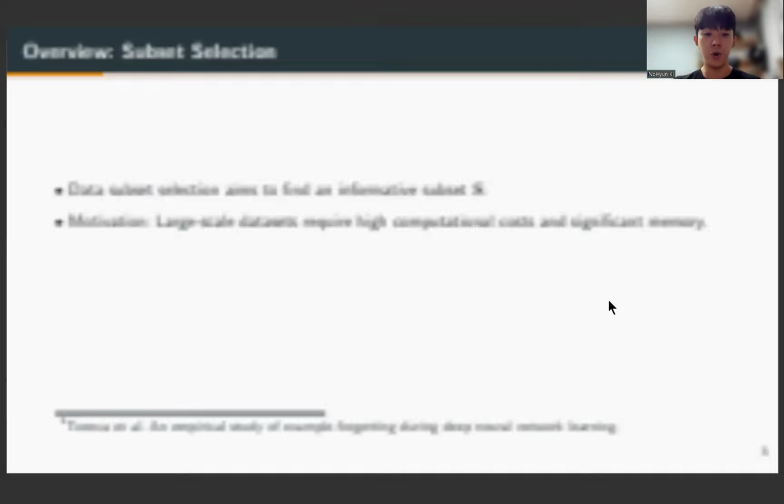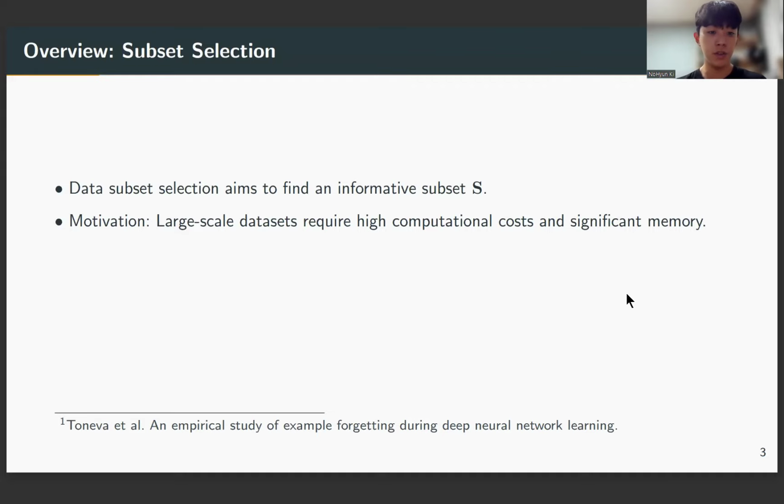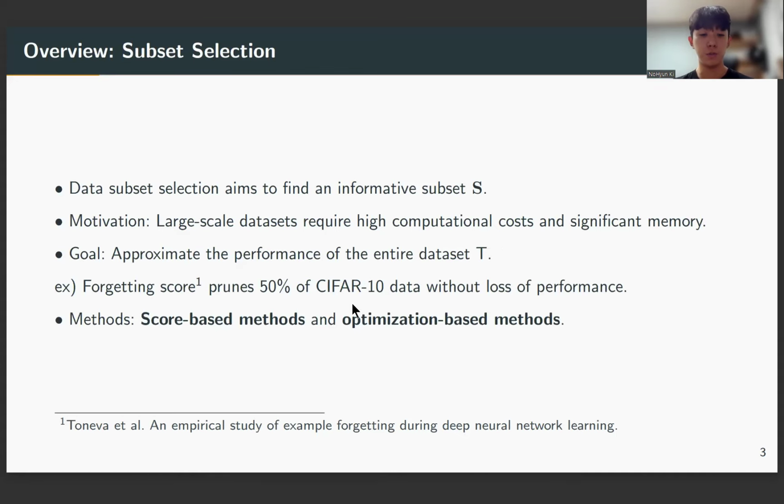First, we are going to introduce what subset selection is. Subset selection aims to find an informative subset S. The motivation is from large-scale datasets. Large-scale datasets enable huge development of machine learning, but they also involve high computational cost and significant memory requirements. The goal is to approximate the performance of the entire dataset T. For example, a method named forgetting score prunes 50% of the CIFAR-10 dataset without loss of performance. There are two main approaches for subset selection, score-based methods and optimization-based methods.